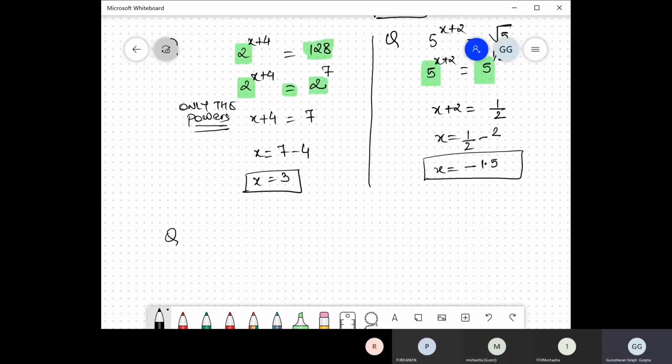You need to understand the logic behind this. So we are trying to make both sides with the same base so that we can equate the power. Okay, that's the logic. Let's go a little bit deeper into more questions. So let's say 2 to the power x is equal to 2 to the power 7 multiplied by root 2. What will you do here?